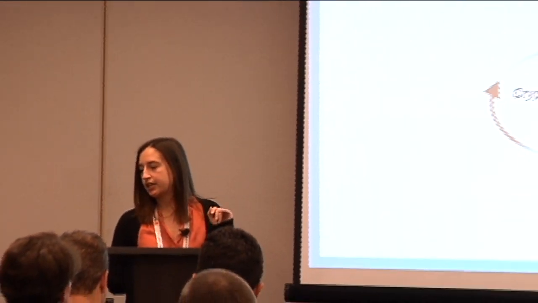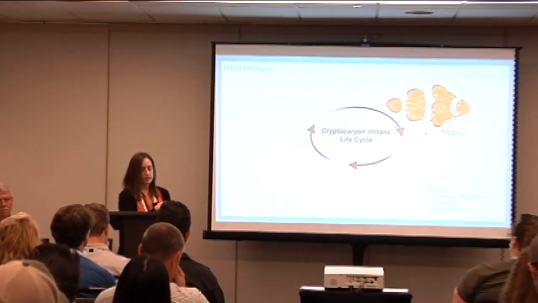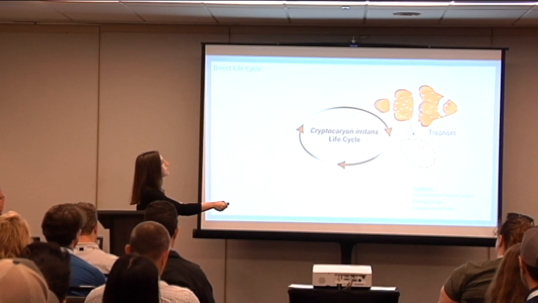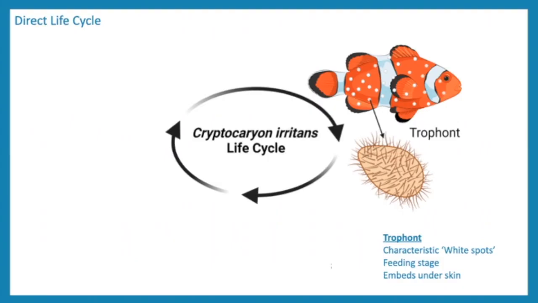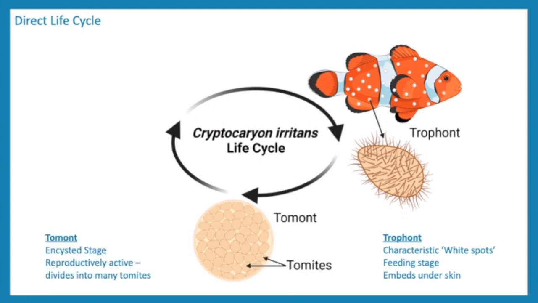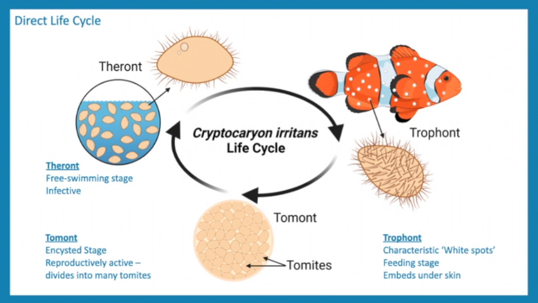So I just want to talk about the life cycle a bit. I'm just going to use crypto as our example. But most of what we're used to is seeing this trophont stage on the fish. I like to think of this as a trophy stage. It got the fish. It's happy on the host. And then you have this encysted stage, this tomont stage, which replicates and creates hundreds of tomites. And once that cyst bursts, these tomites enter the water column.